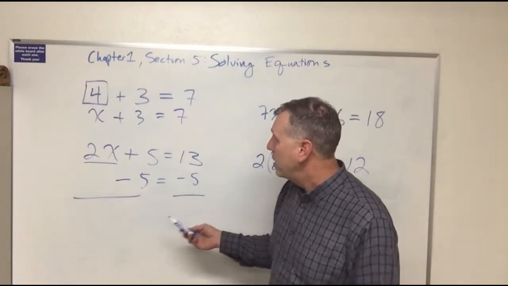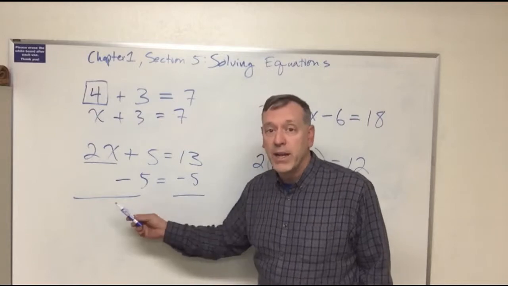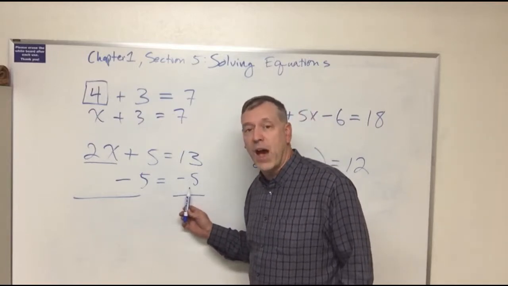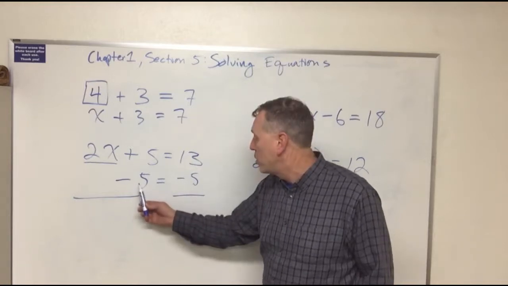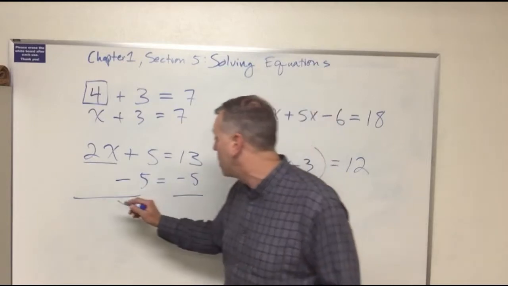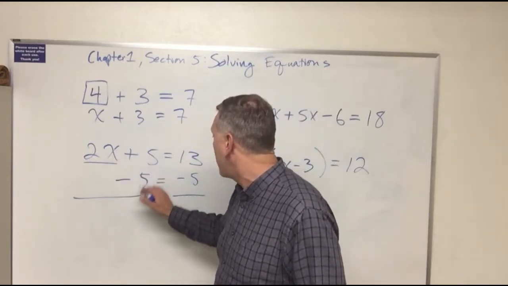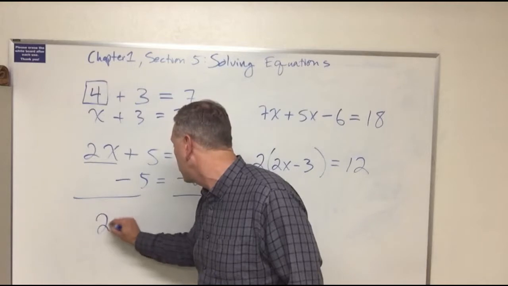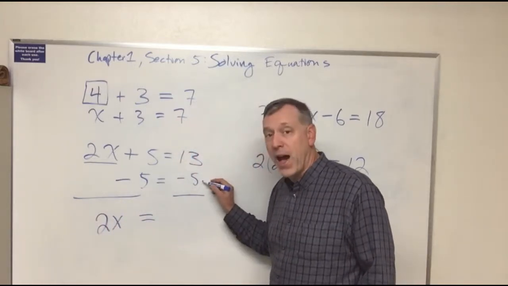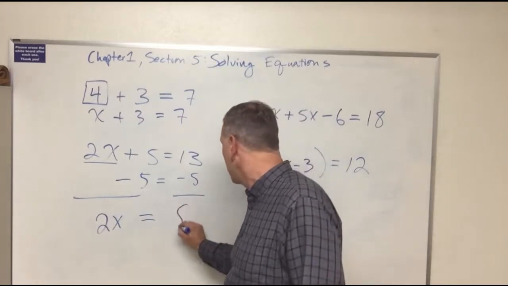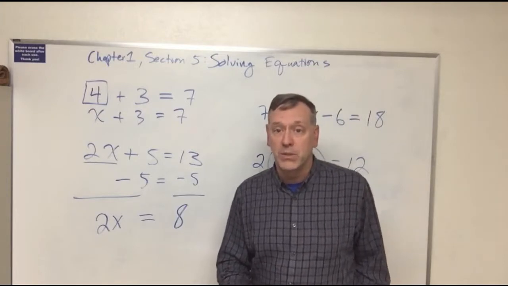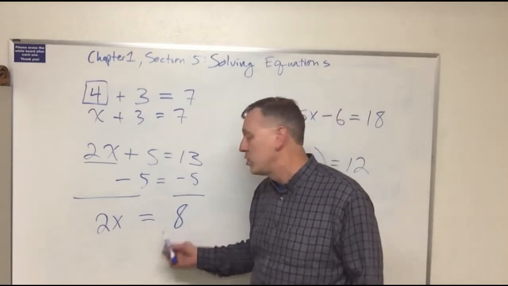So we've added a new sentence. Minus 5, the subject, is equal to minus 5, the object. We have a new sentence here, and it's a truthful statement. And now if we were to do the mathematics on this, 2x plus 5 minus 5 is 2x. And that's going to equal 13 minus 5. 13 minus 5 is 8. So now that's our new mathematical sentence. The new sentence is 2x equals 8.